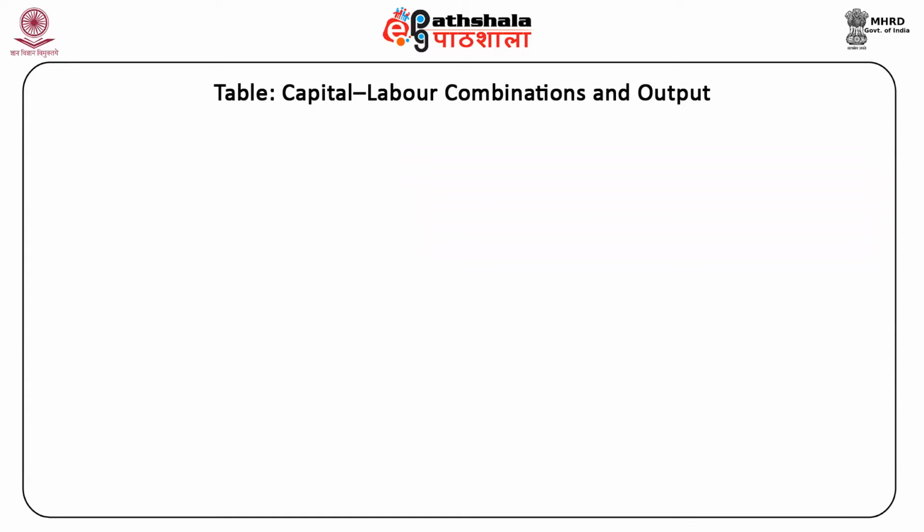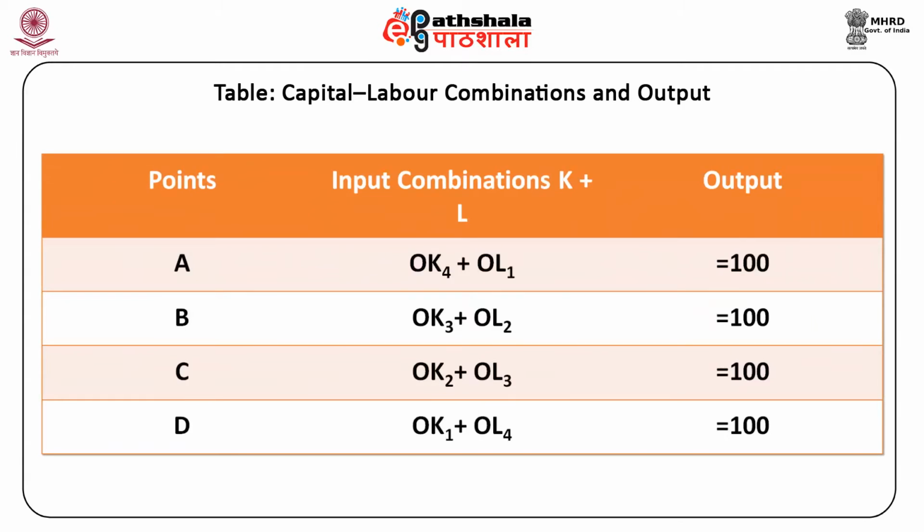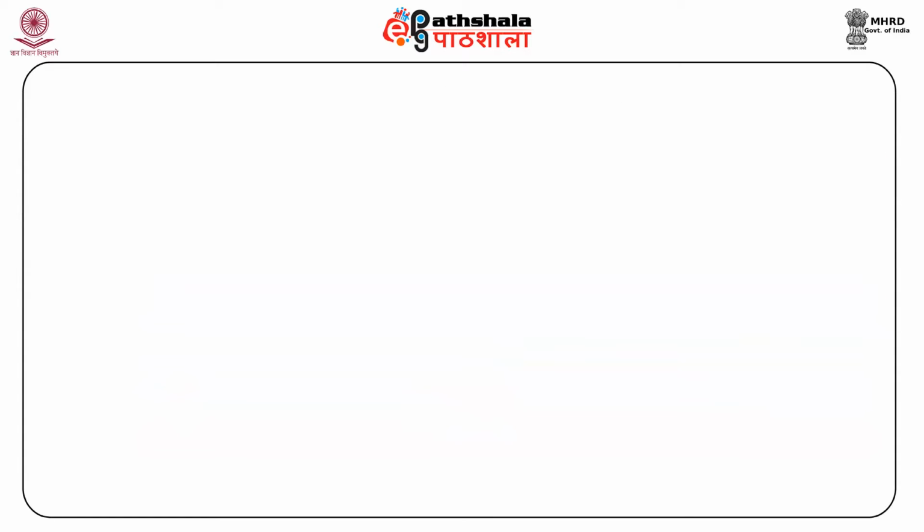Consider the capital-labor combination and output table. As it is quite clear from the table that different input combinations, that is point A, B, C, D, yield the same level of output, 100. Thus, an isoquant should pass through these points. Moreover, both inputs are substitutes for one another. Now, based on all these, we can draw the isoquant as represented in the diagram.